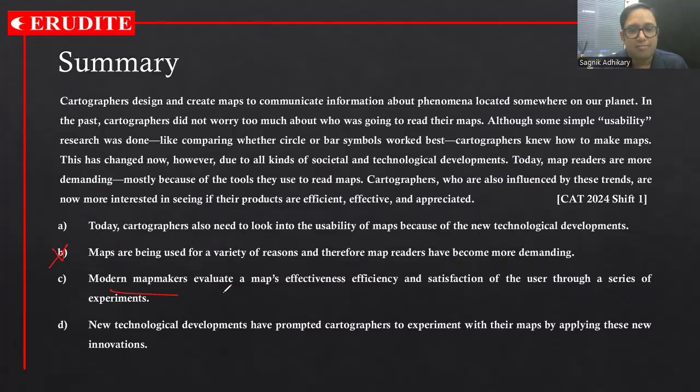C tells us modern map makers evaluate a map's effectiveness, efficiency, and satisfaction of the users through a series of experiments. Agreed. We see that here. But what is the change? What has happened? What developments have happened? Why have map readers become more demanding? None of that is mentioned in this option.